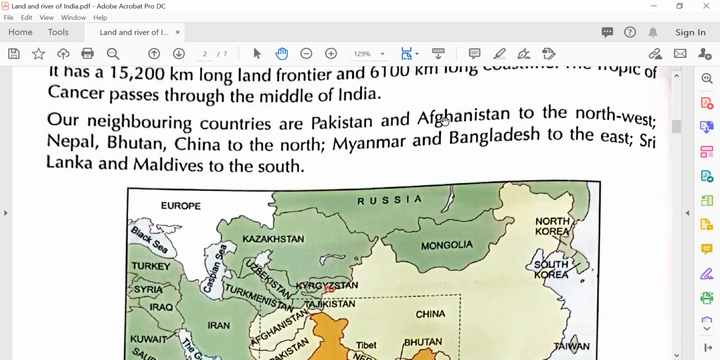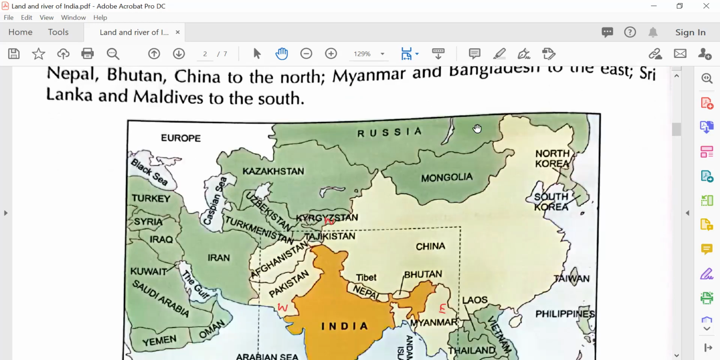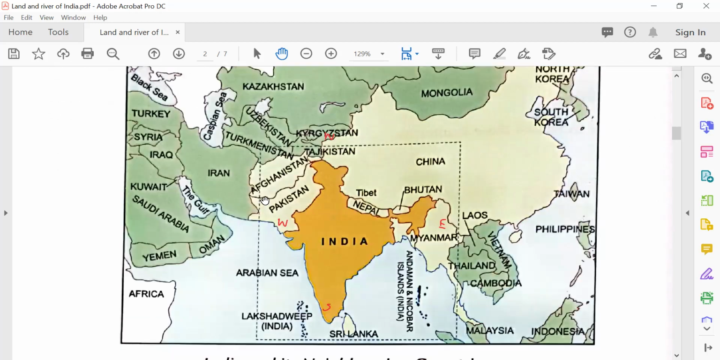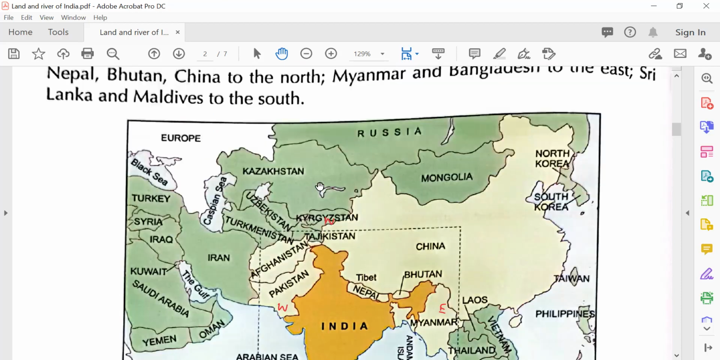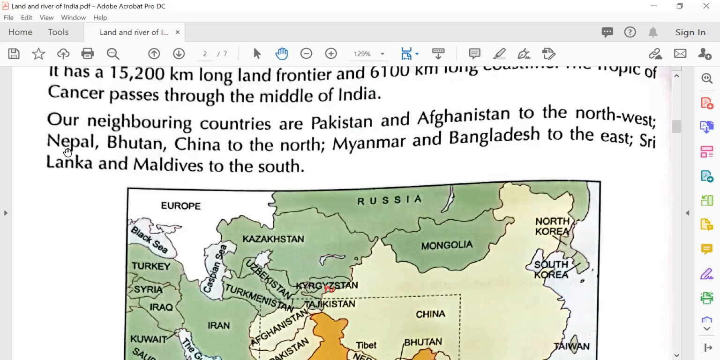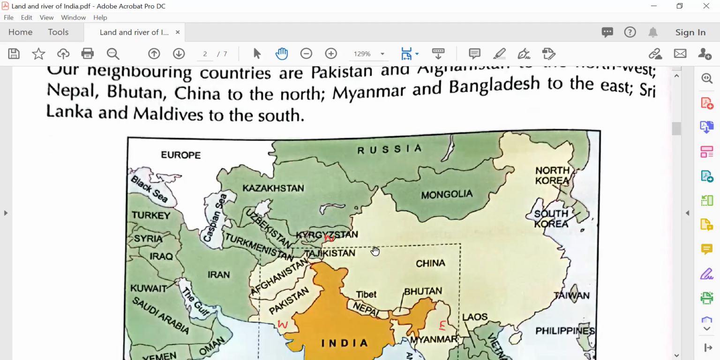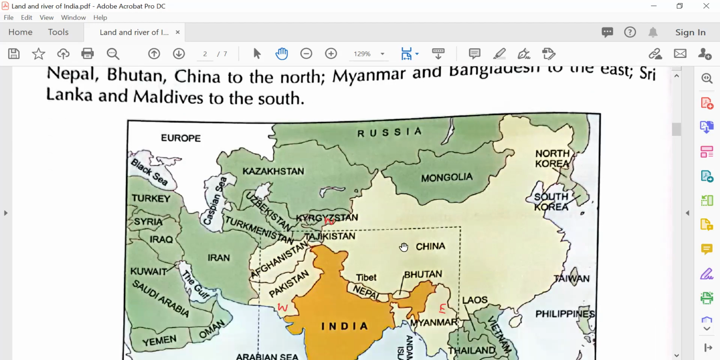So you only have to learn these two countries, Pakistan and Afghanistan to northwest. So tell me, what are the countries in northwest? Pakistan and Afghanistan. Okay, very good. Now Nepal, Bhutan, China to the north. So this one is north. Which countries are in the north? Nepal, Bhutan, China.